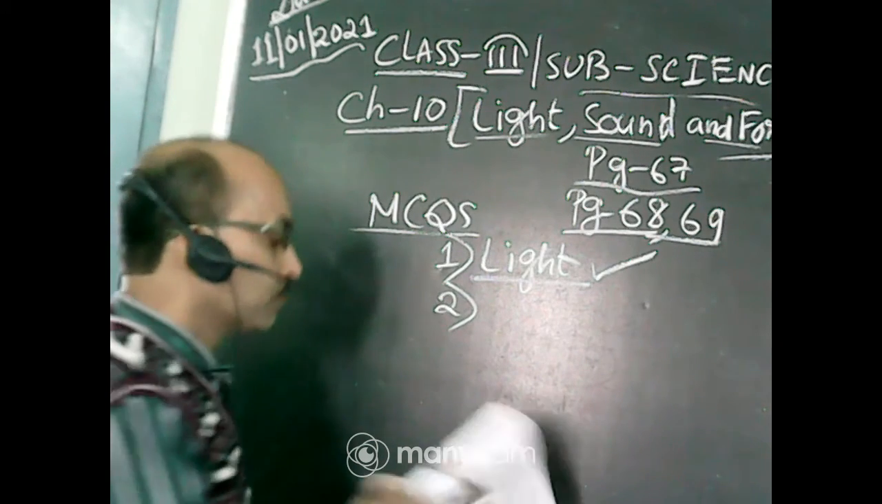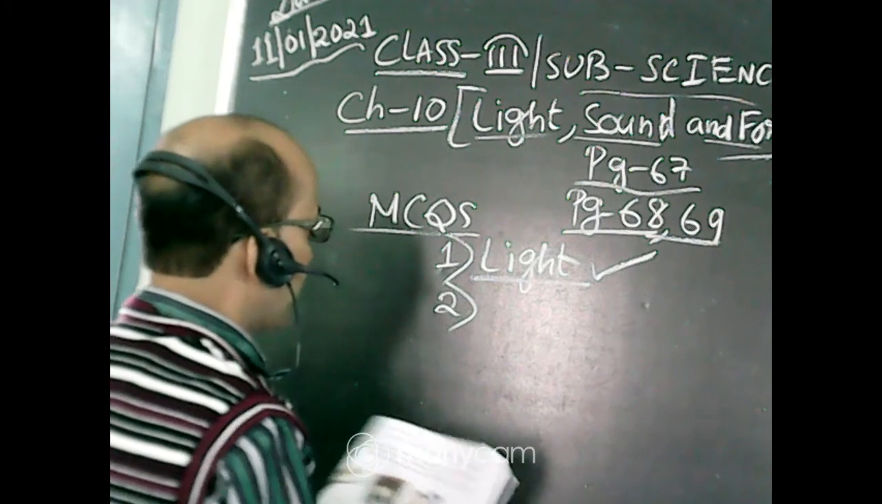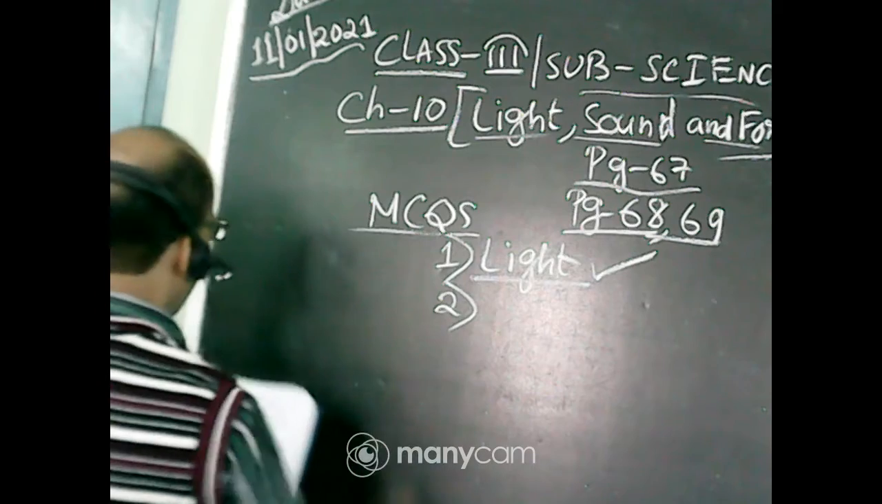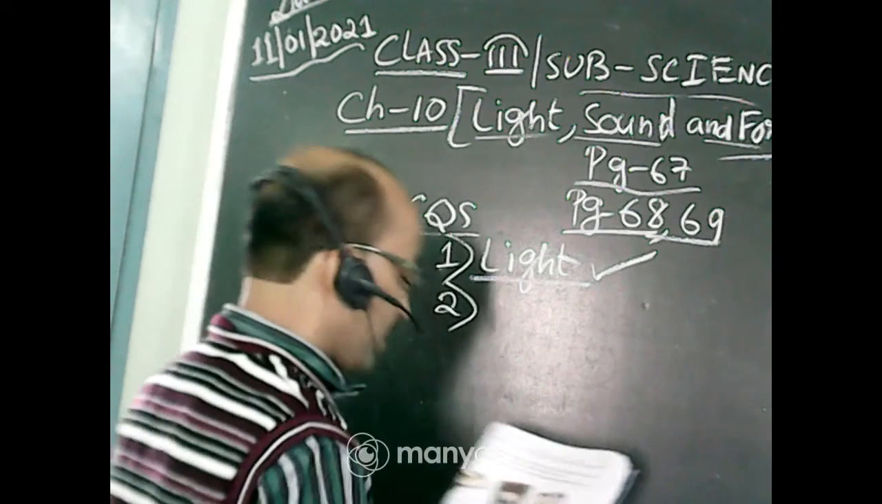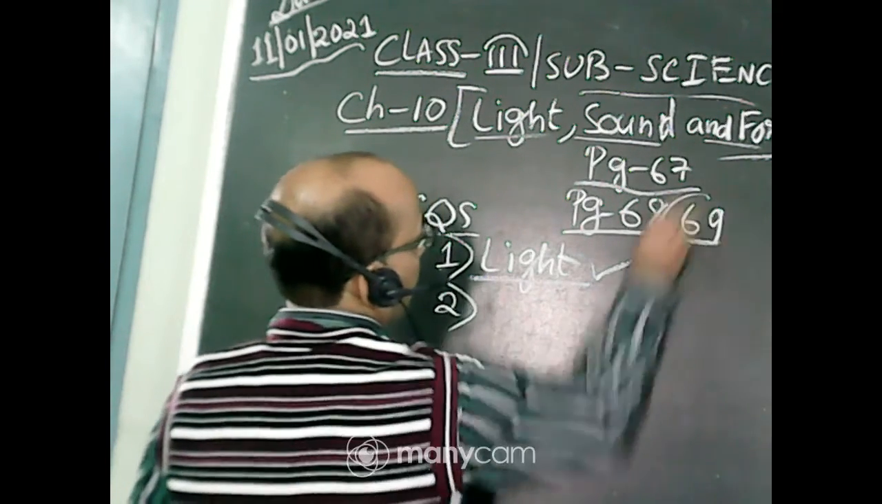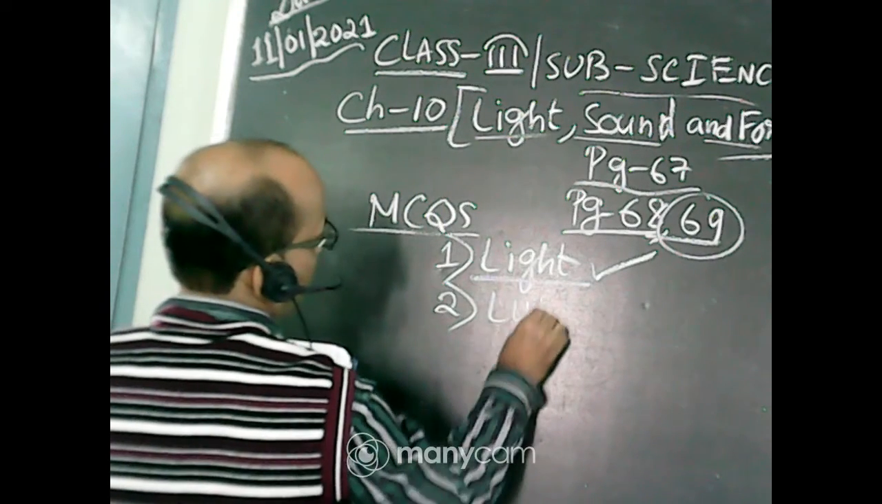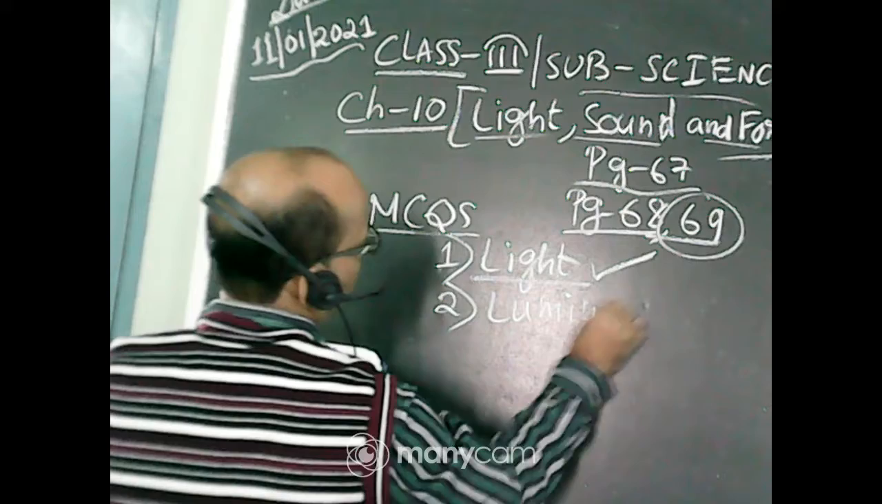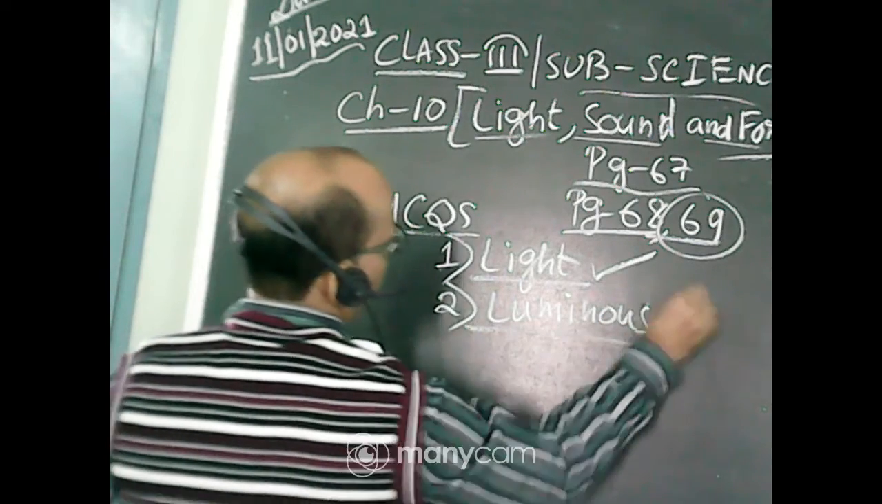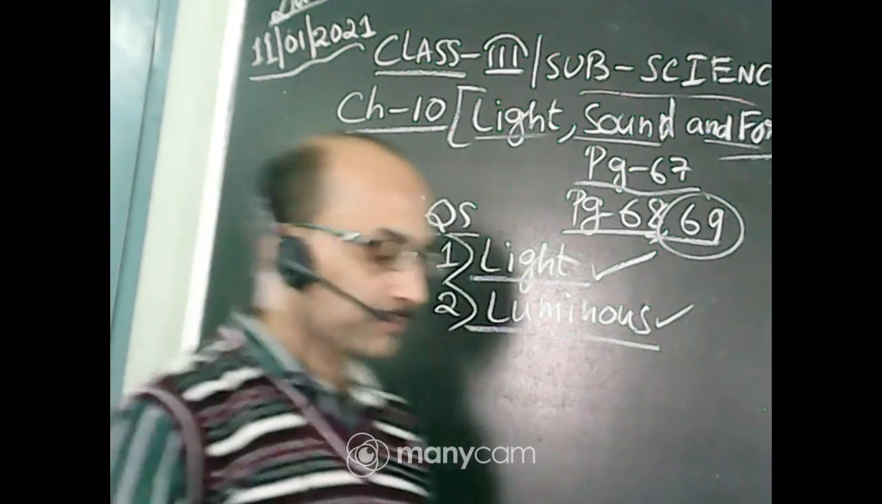Number 2, things that give us light. You can see this on page number 69. Yes, luminous. You will tick mark that there.